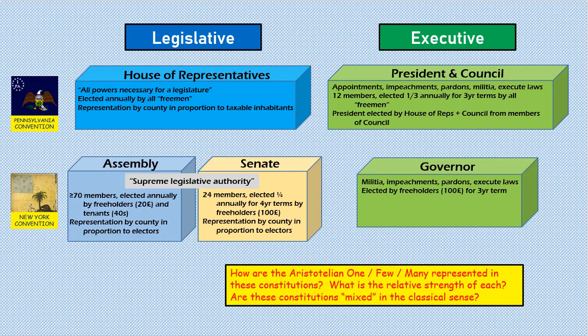And furthermore, that these branches are not co-equal. They are not checking and balancing each other. They're not independent branches. Rather, the legislative branch is clearly and unquestionably dominant over the executive branch. The executive branch is clearly subordinate to the legislative branch. The executive is the servant of the legislature.